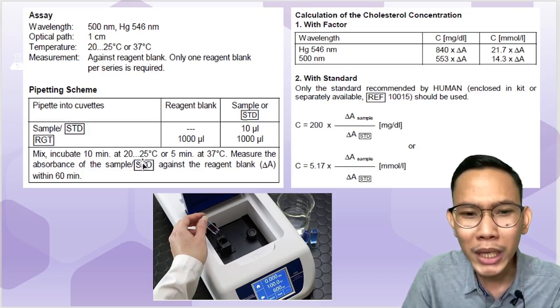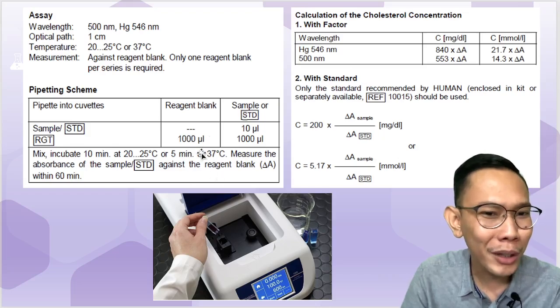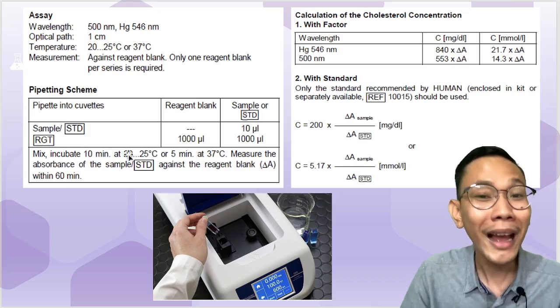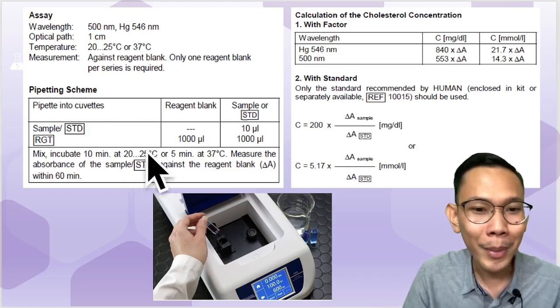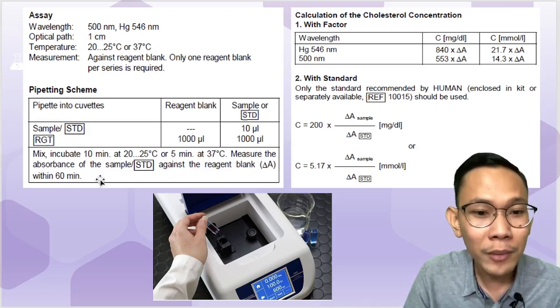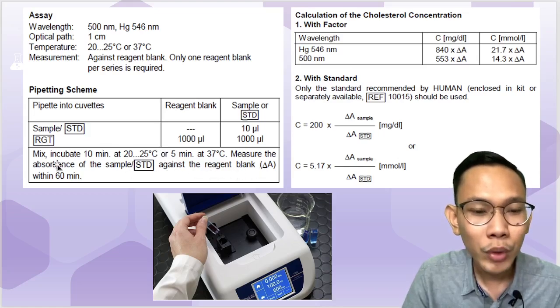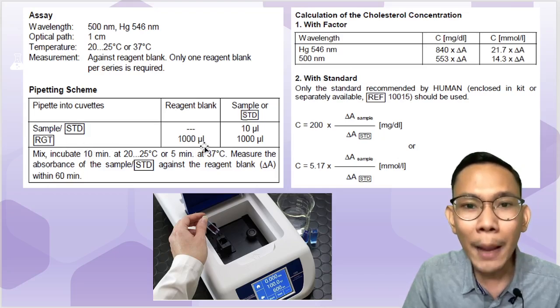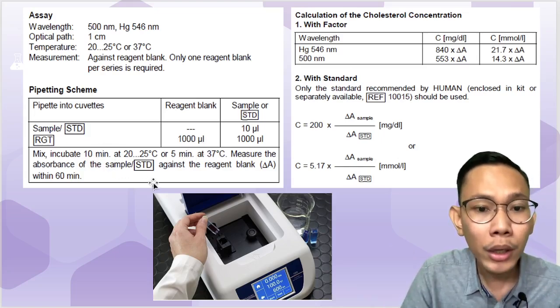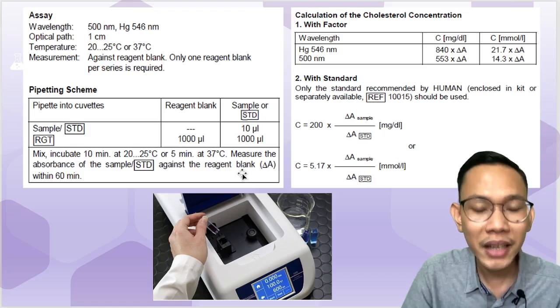So, it depends. Usually, we didn't have an incubator in the laboratory before. As far as I remember, in my time, we had no incubators. Of course, we just waited 10 minutes at room temperature, because room temperature is 20 to 25. Then, you measure the absorbance of the sample and standard against the reagent blank within 60 minutes. So, after incubating for 10 minutes or 5 minutes, within 1 hour you should get the absorbance of your sample and your standard against the reagent blank.